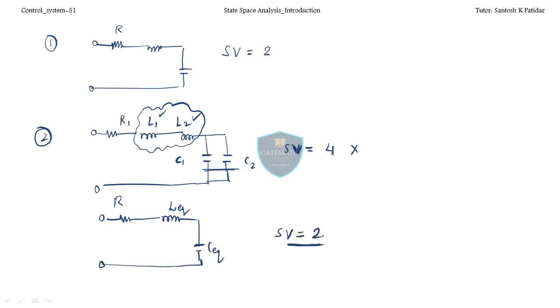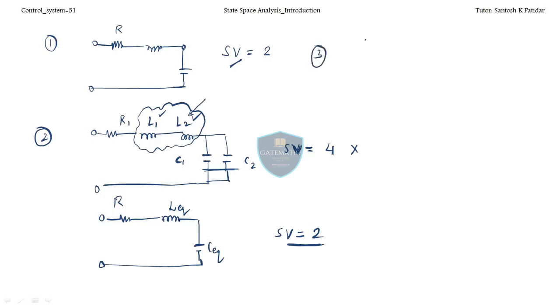So please remember this. You can conclude the state variables based on the memory elements, no doubt at all. But the memory elements should be separable, meaning they should be separate. If they are like this, you can resolve them. So first resolve, then check.